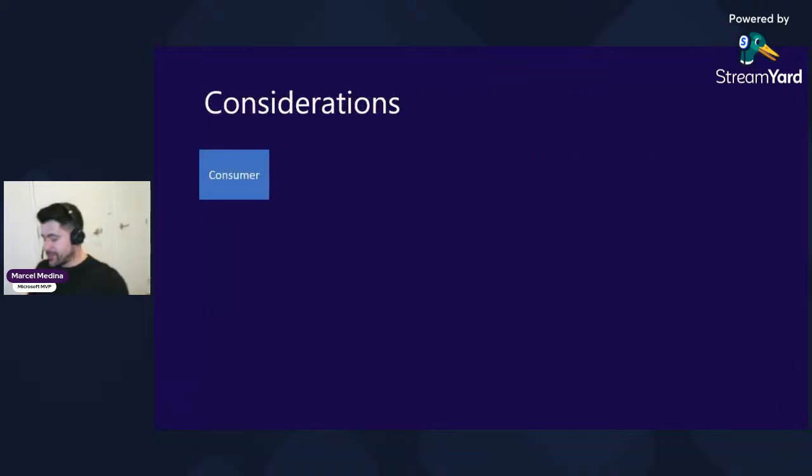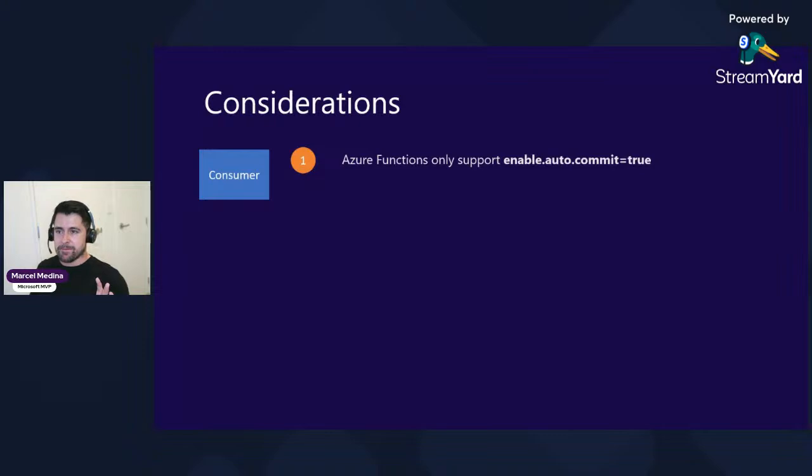Considerations, right? These are the key points. Azure Functions only supports enable auto commit true. So in the current implementation, we are consuming batches, and as you consume, things get committed, right? So it's always that sort of balance. What if you want to control the commit? What if you want to consume an event, deliver it, get a response, and commit that manually? Currently you can't do that.